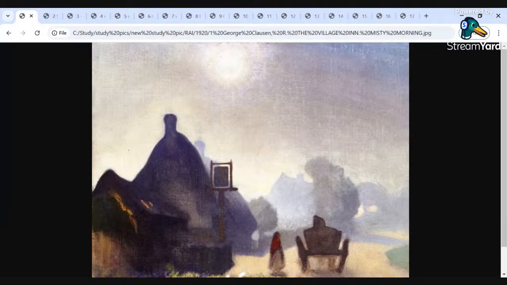George Clausen is a landscape painter. He's also associated with the New English Art Club. He was born in 1852, so he was literally 68 at this point. And as you might guess, a lot of the RA artists are substantially older than you might think. That's because this is the premier artistic establishment in the UK. This is where the best of the best go.